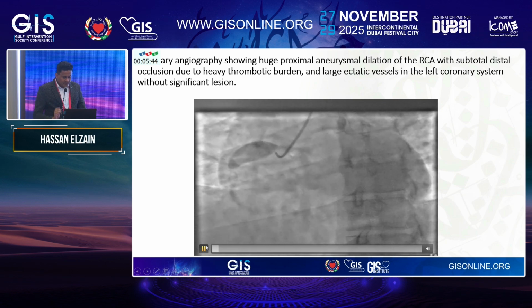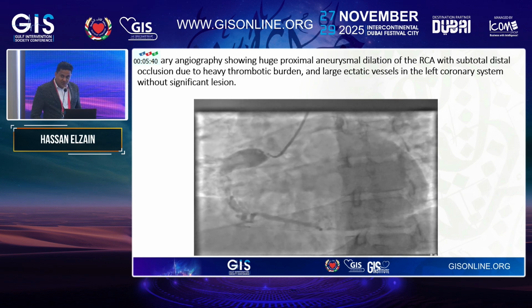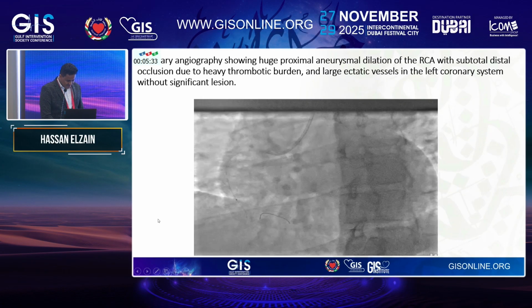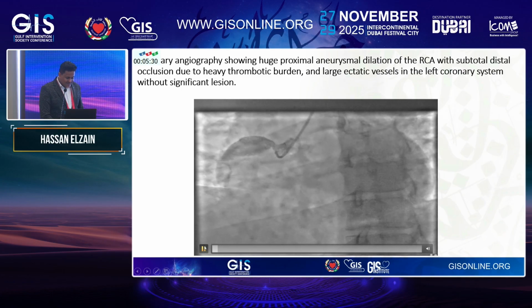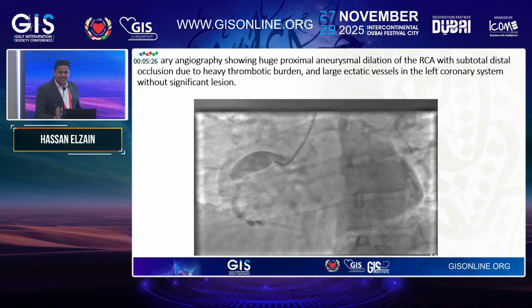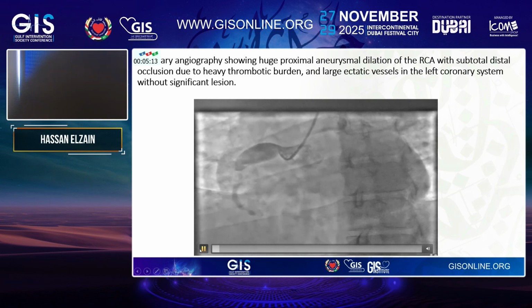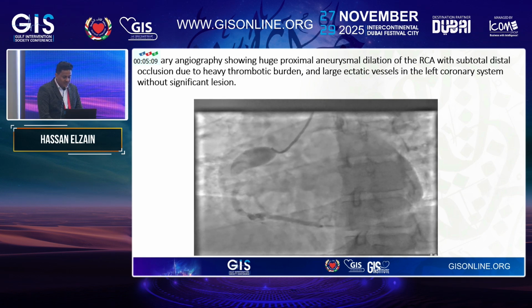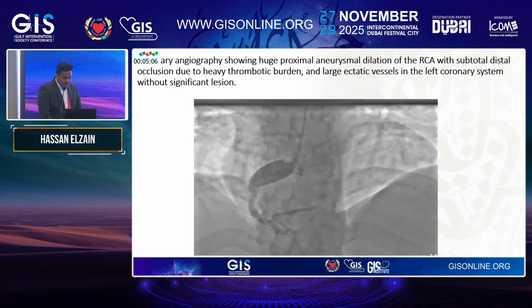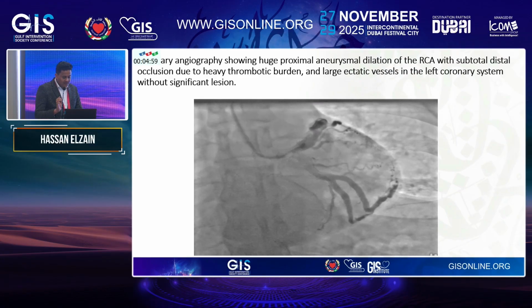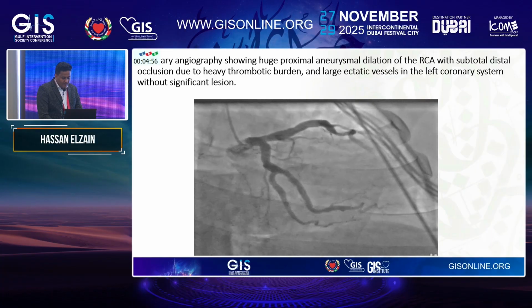And this is a coronary angio. As you can see here, there is a huge aneurysmal dilatation in the RCA. When I injected the RCA, my consultant asked me, where did you inject the contrast? Is it the RCA? So there's a huge dilatation in the RCA with thrombus distal to the dilatation, causing subtotal occlusion of the RCA. The left system, as we can see here, has no significant lesion, just ectatic vessels.